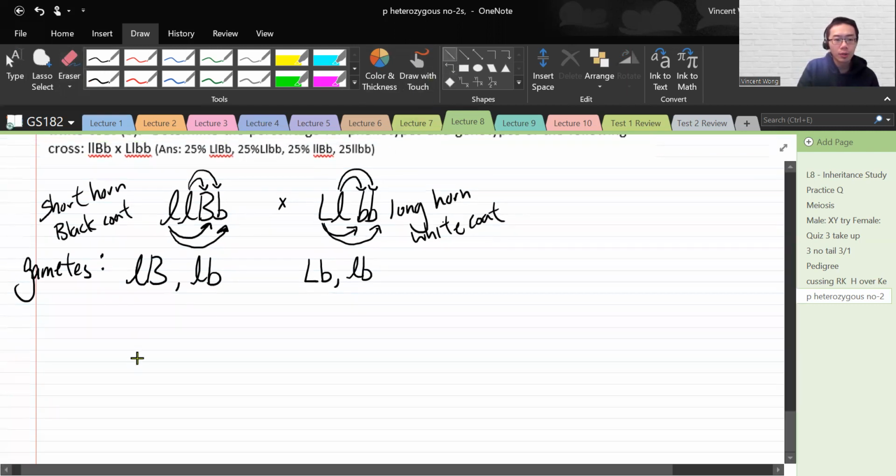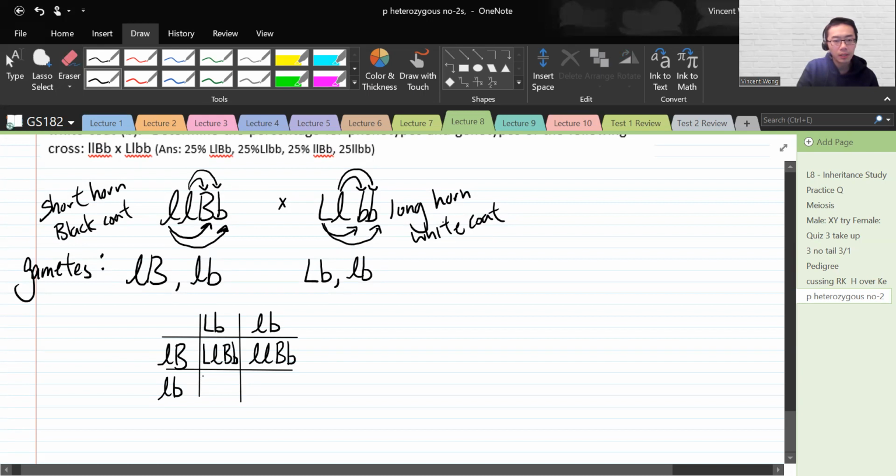So we're gonna do our Punnett square. We don't have to do 16 boxes this time because some of them are repeated. So just put them here on the side, small l, big B, small l, small b. You're gonna take these things and put it right here. So we're gonna combine it as best as we could.